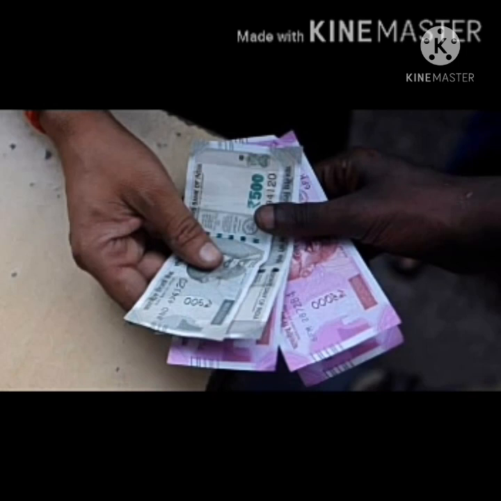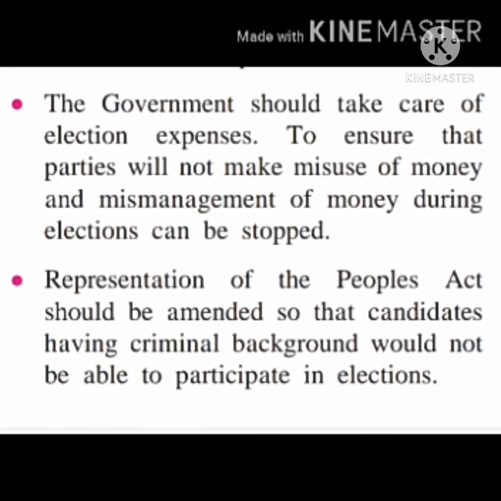Fourth reform is the Representation of the People's Act should be amended so that candidates having criminal background would not be able to participate in elections. Now, the Representation of People's Act is a law and that should be changed so that criminal background candidates should not participate and should not be elected by the people also.